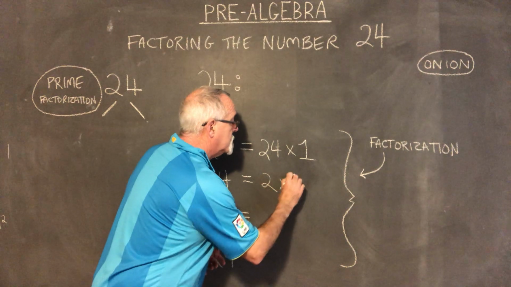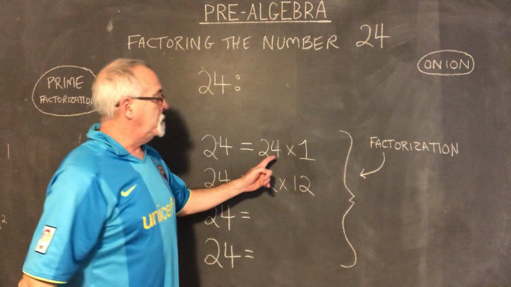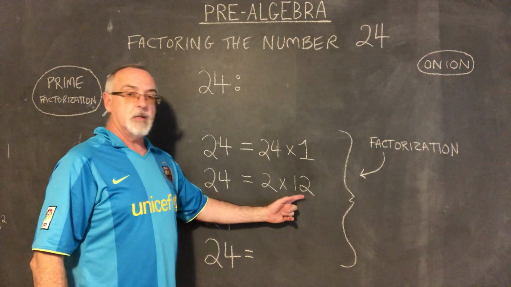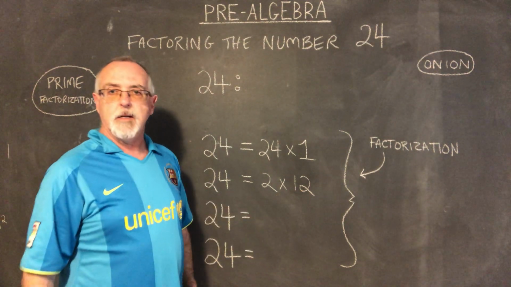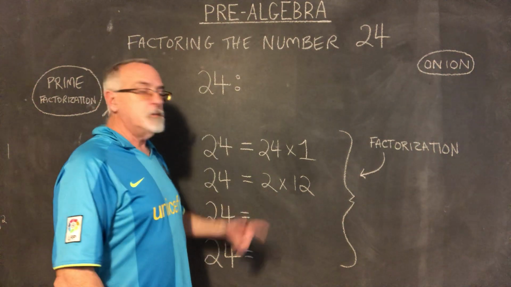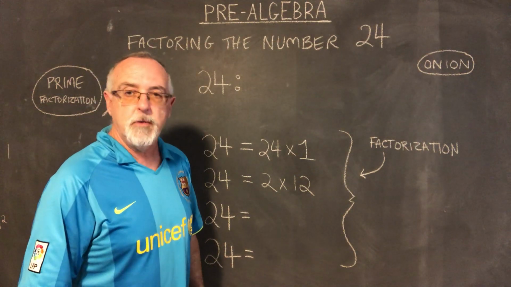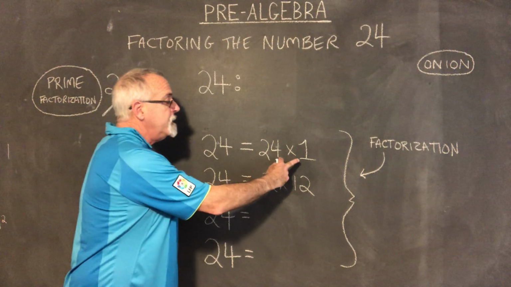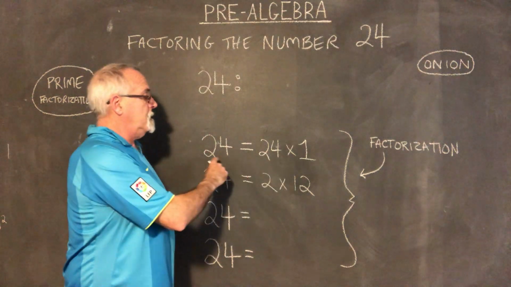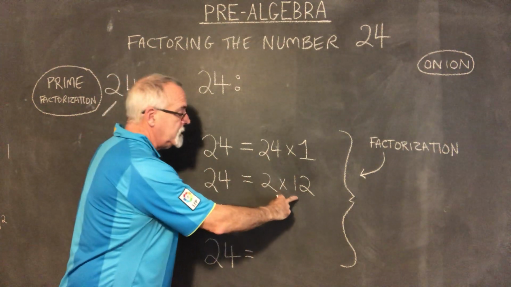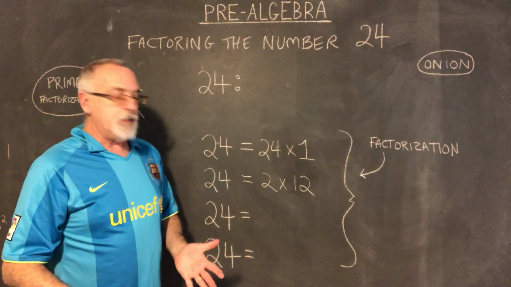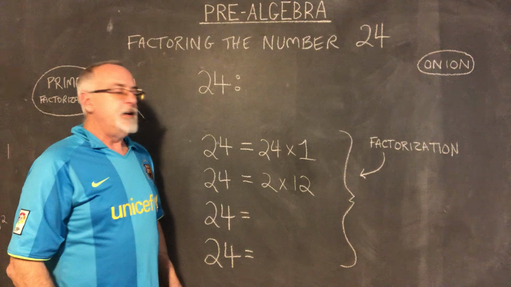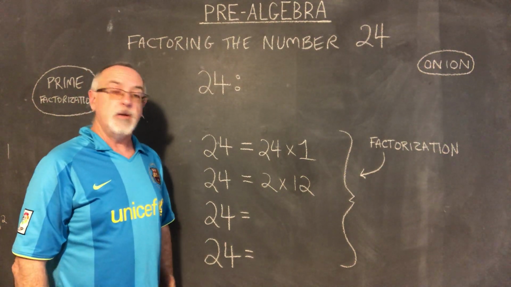2 times 12. Notice how I put the bigger number first here, and in the second example I put the bigger number second, because it doesn't matter with multiplication. 2 times 12 is the same thing as 12 times 2. They both give the same answer. They both give 24. So we have now found these two factors of 24. We have found these two, and there are more. I listed 4 twenty-fours because there are 4 different pairs of factors that can be used to give 24.